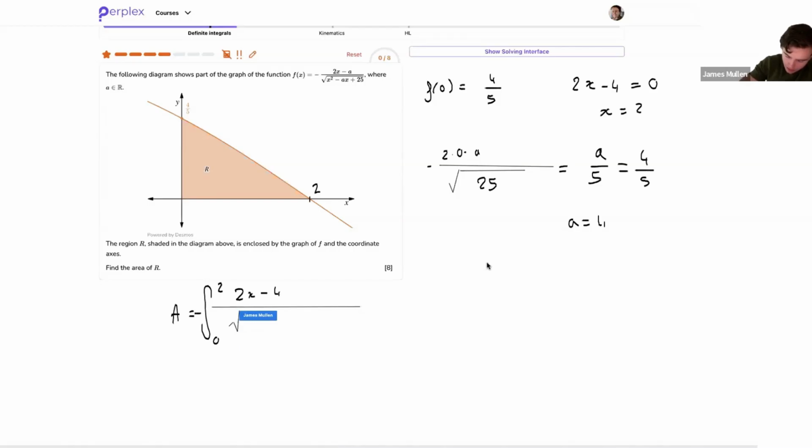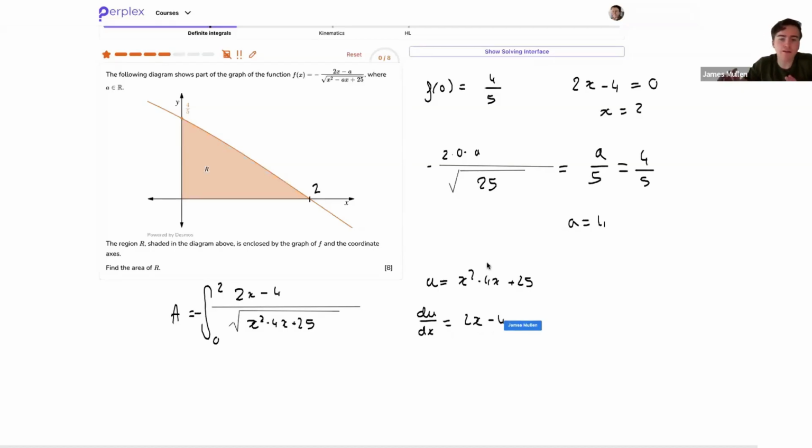of x squared minus ax plus 25. Now, a I said was equal to 4. We found that. Now, this already is screaming at me substitution, and it's screaming at me substitution because I see that in the numerator I have 2x minus 4, which is hopefully the derivative of what I have in the denominator. Let's check. If I had u is equal to x squared minus 4x plus 25, then du by dx would be equal to 2x minus 4.